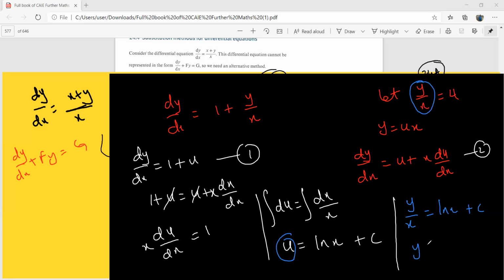This is going to be y is equal to x ln x plus cx. That is the general solution of this given equation. Please ask if there is any question.